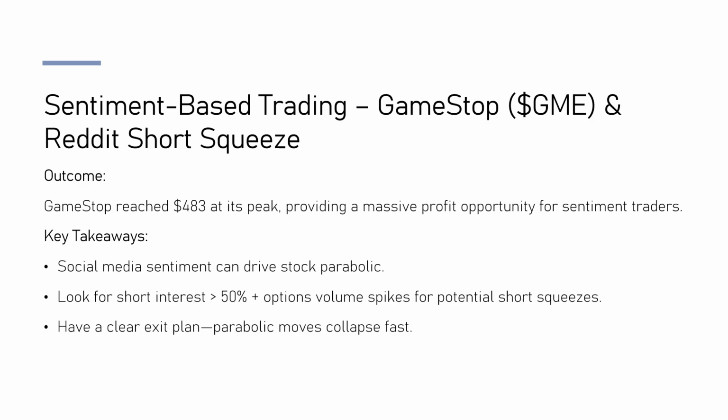GameStop, GME, reached an astonishing peak of $483, creating massive profit opportunities for sentiment-driven traders. This case highlights how social media sentiment can push stocks into parabolic moves, making short squeezes highly profitable but also extremely volatile. Traders should watch for key indicators like short interest above 50% and unusual spikes in options volume as potential signals. However, having a clear exit plan is crucial, as parabolic moves often collapse just as quickly as they rise.